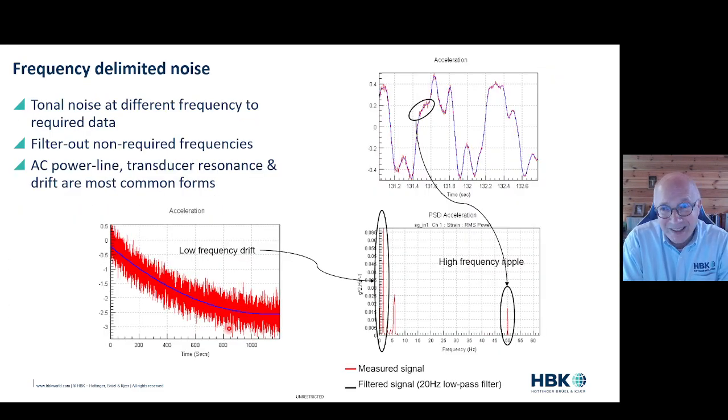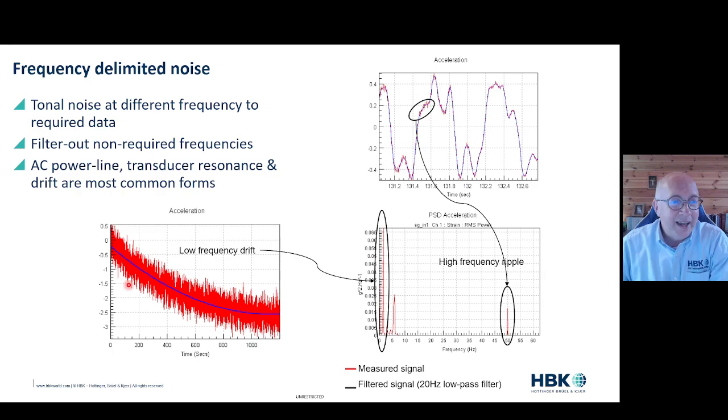Now, one thing that is a lot easier is what we call frequency delimited noise. So things like tonal noises. Tonal noise occurs at a different frequency, so they're not overlapping, so we don't need a wavelet, but we do need to isolate them. So this is your traditional brick wall filters. We filter out those frequencies that we're not interested in.